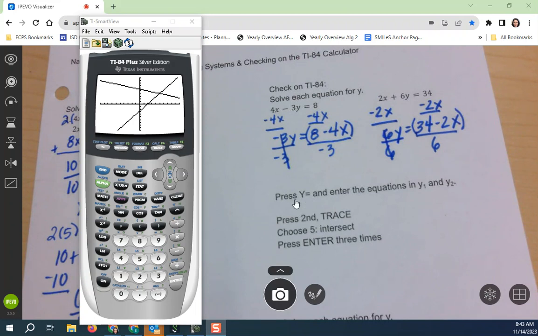So on the paper it says, press the y equals, we did that. And now we're going to press second and then the trace button. So second, and then trace here. And I'm going to choose 5, which is intersect, and press enter 3 times. And you see now it gives me the intersection, x equals 5, y equals 4.